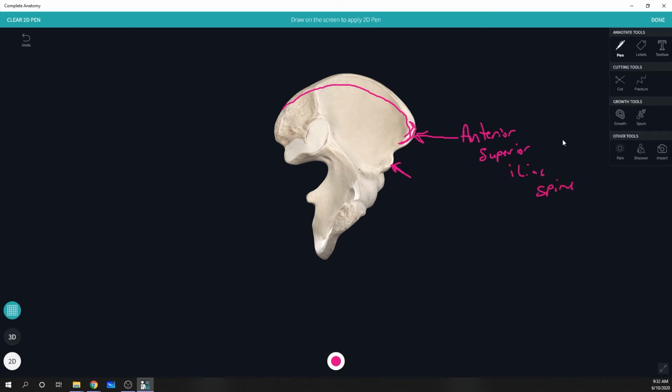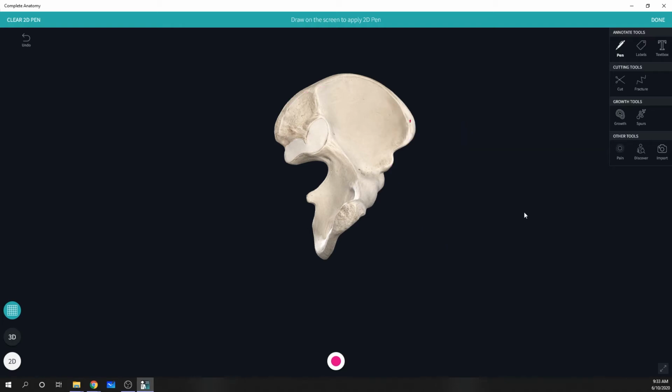To name this feature, we would name it anterior because it's on the anterior side. It's inferior to this spine, and it's an iliac spine, so we name it iliac spine. So on this side we have the anterior superior iliac spine and the anterior inferior iliac spine. Now while that sounds like a lot, all it really is telling us is which side of the body we're on and if we're talking about the inferior or the superior spine.